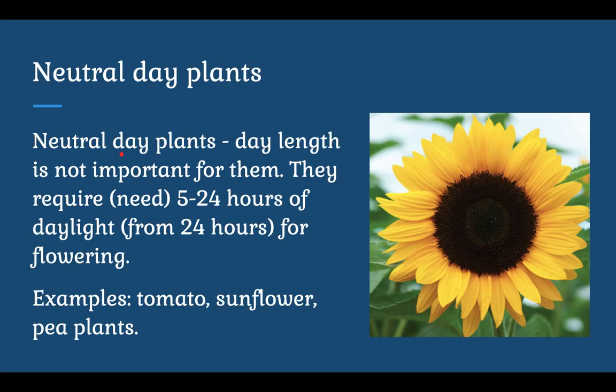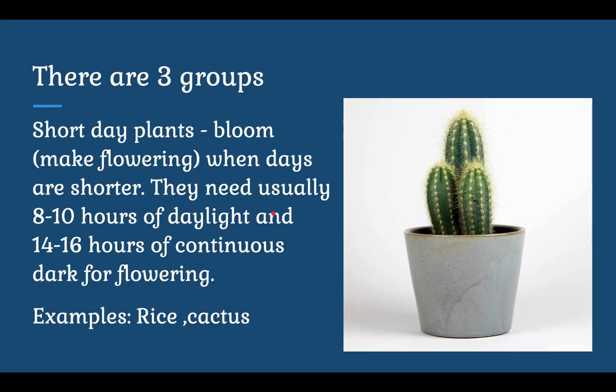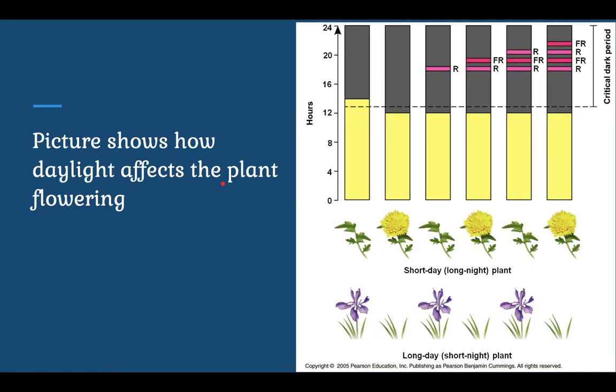If this condition is not met, they will not give any flowers. For the long day plants, for example, 14, 16 hours, or for the short day plants, for example, 8, 10 hours of daylight, if it is not present, they won't give any flowers. If short day plants have 8, 10 hours of daylight, they must of course have 14, 16 hours of dark. And if in the dark you just put some light, they will not give flowers. It's very important.